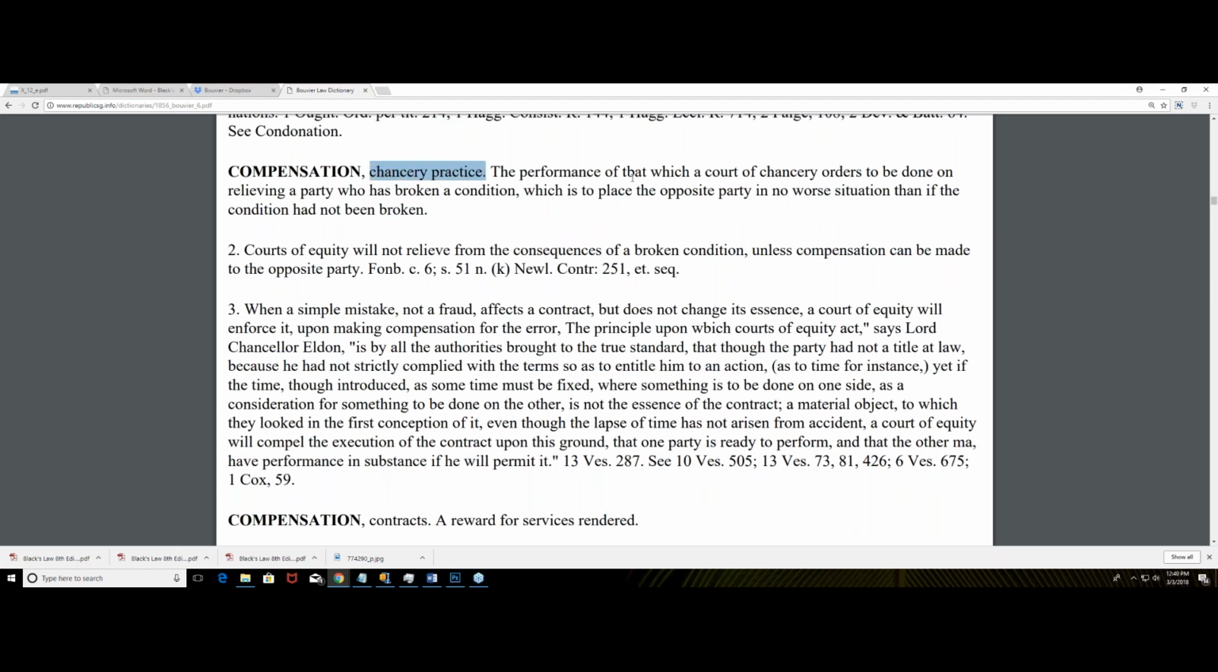The performance of that which a court of chancery orders to be done on relieving a party who has broken a condition, which is to place the opposite party in no worse situation than if the condition had not been broken. Courts of equity will not relieve from the consequences of a broken condition unless compensation can be made to the opposite party.